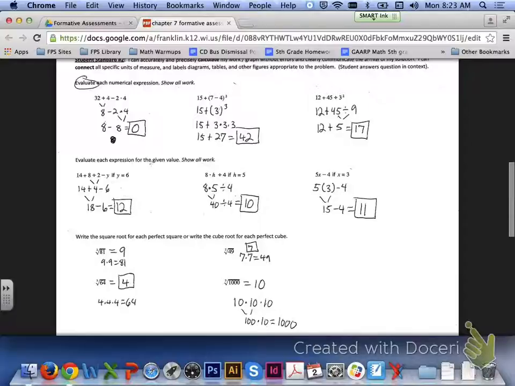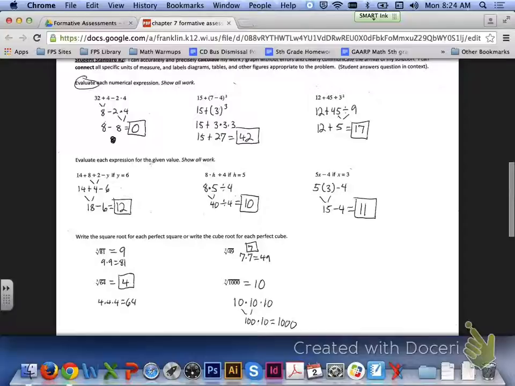The next problem says 8 multiplied by h divided by 4 if h equals 5. So there you'd put 5 in for h. So 8 multiplied by 5 divided by 4. So 8 multiplied by 5 is 40, divided by 4, and would equal 10. Again, multiplication and division are equally strong, so you do what comes first, left to right.